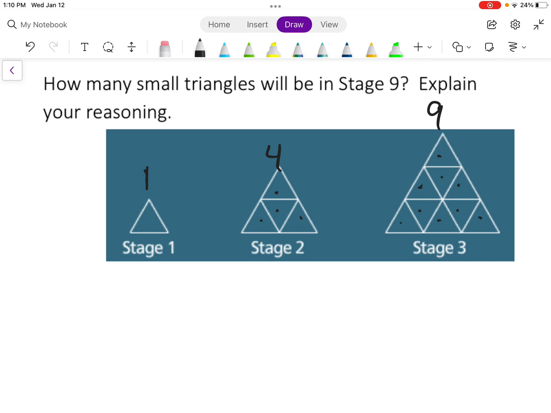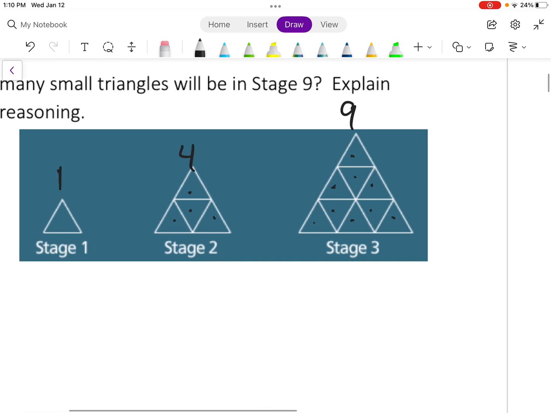The answer is 81. Some of you may have figured out, if you did another one, that on stage 4, if you add another row of triangles, it ends up being 16. Stage 5 ends up being 25.